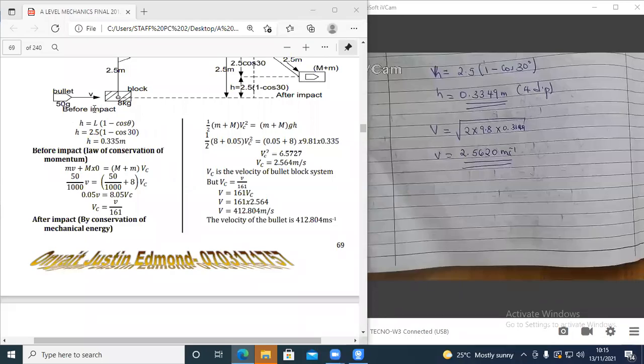Before collision, before impact. So you can use that, because now we have got this, then you just substitute and get the answer there. Okay?